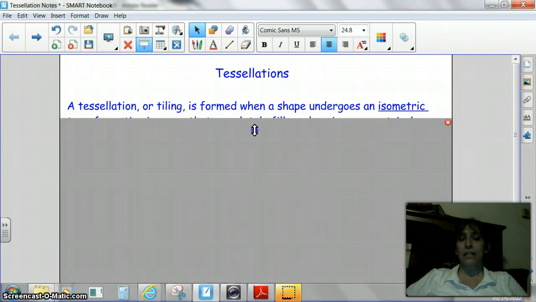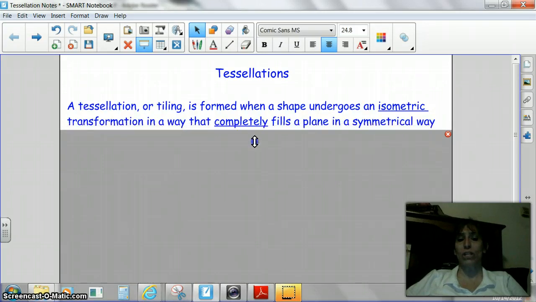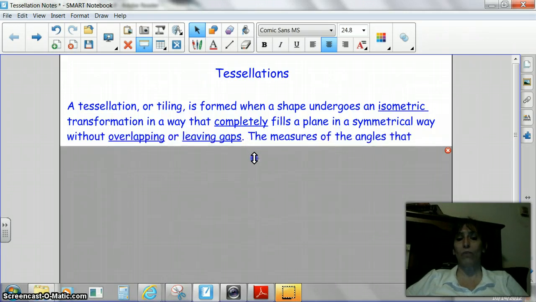Alright. A tessellation or tiling is formed when a shape undergoes an isometric transformation in a way that completely fills a plane in a symmetrical way without overlapping or leaving gaps. Okay, now that's a whole lot of information in one sentence, so let me just kind of break it apart a little bit.